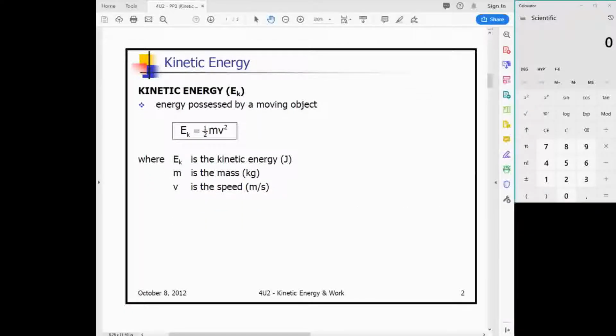This is what you need to copy down. It's the kinetic energy equation, and it's EK equals 1/2 mv squared. Kinetic energy, and all energy, is measured in joules, and the kinetic energy is the energy possessed by a moving object.